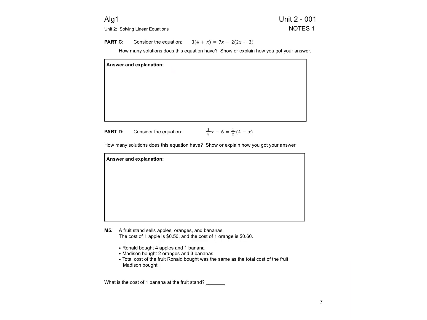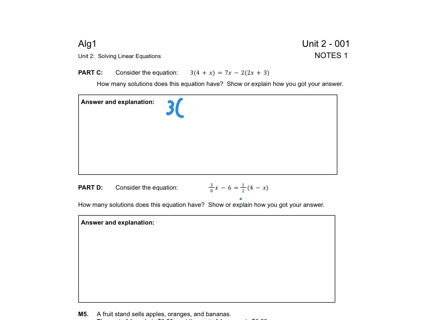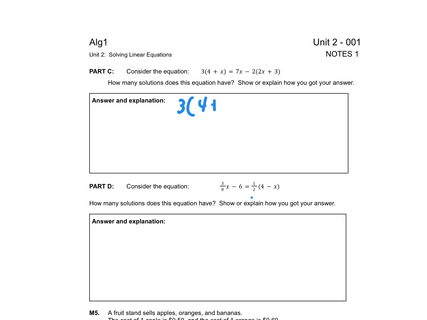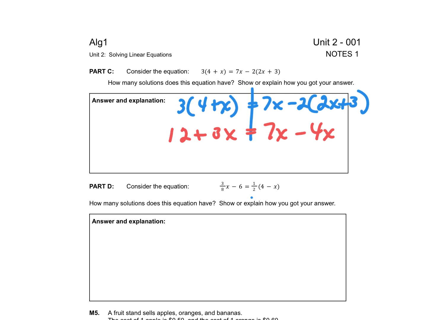Okay, now consider the equation. How many solutions does this equation have? I just like to solve them best. So I have to rewrite it. 3, 4 plus x, draw a line, 12 plus 3x equals 7x minus 4x minus 6. Combine like terms. This is 3x minus 6.